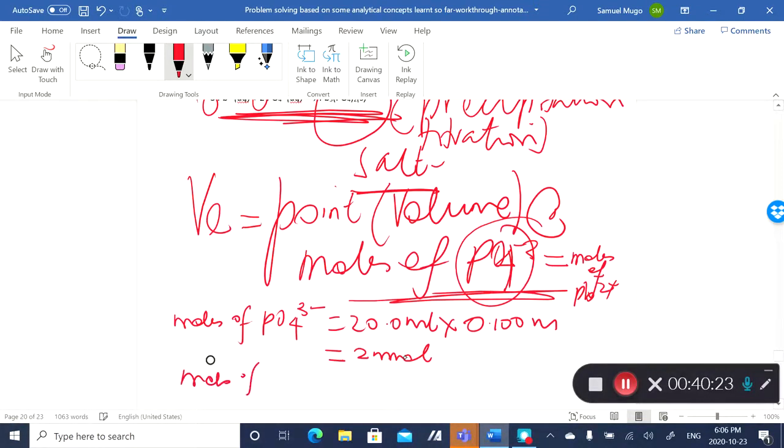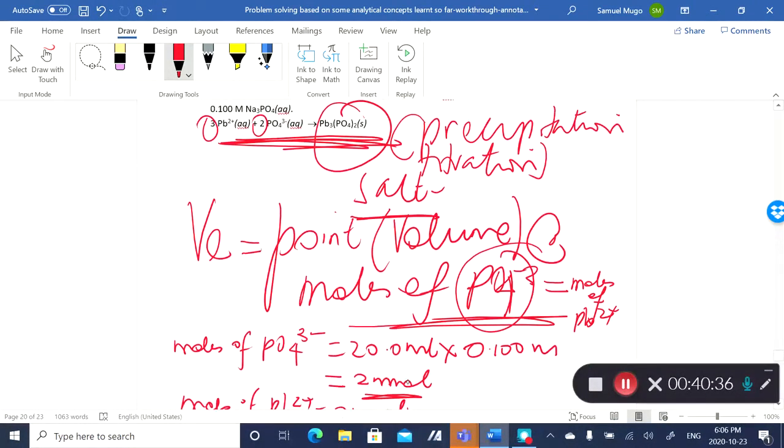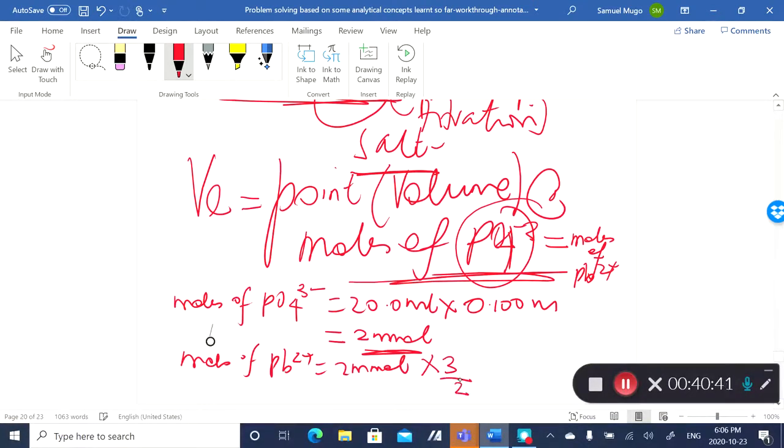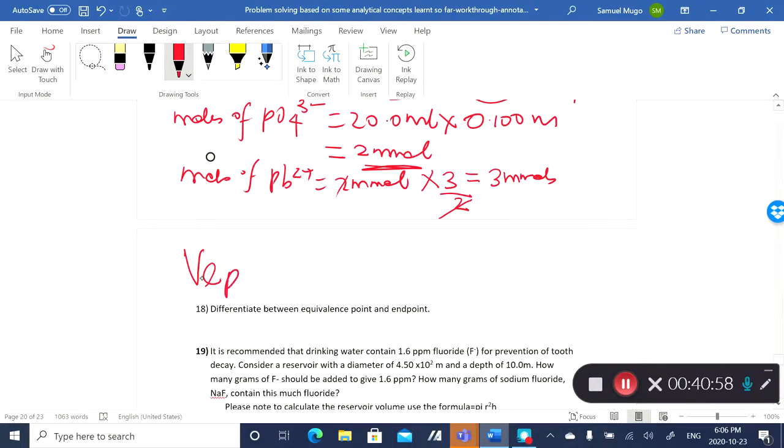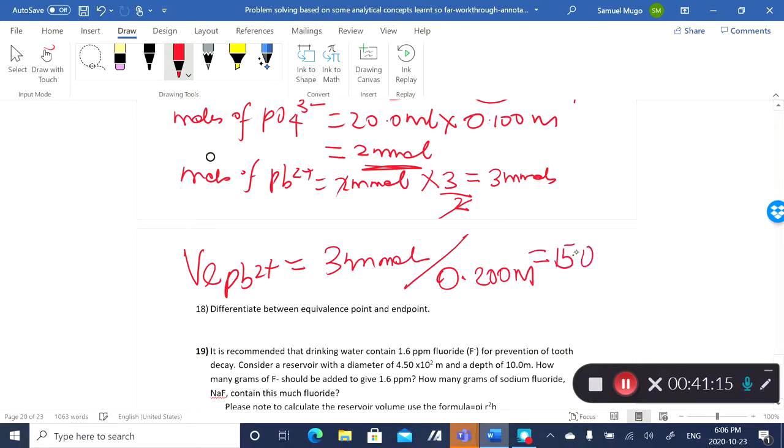Now the moles of the lead that was used is going to be 2 millimoles, which you've already calculated there. But again, it's not at 1-to-1 stoichiometry. In this case, it's 3-to-2. So I need to take 3/2, right? So 3-to-2 stoichiometry, which is going to be equal to 3 millimoles. Okay. Meaning the VE that was used for lead is going to be equal to the 3 millimoles that I calculated divided by the concentration of my titrant, which is that. And so it gives you 15.0 mL. And so that's the equivalence volume. Sometimes they call it the titre volume. That's a titre volume.